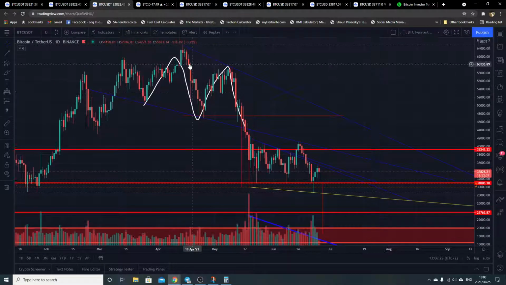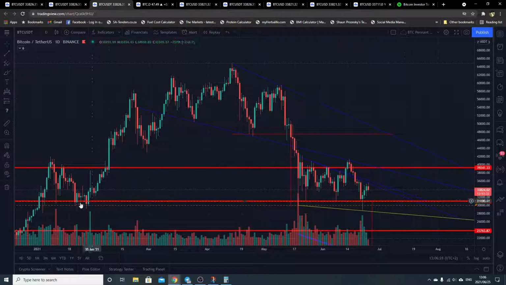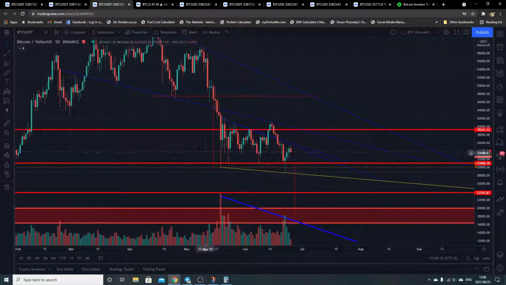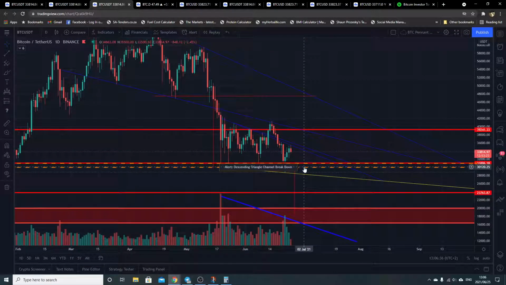So we've got to be mindful and keep with the current trends. This is how a trader makes their money. We don't trade bullish all the time. We don't trade bearish all the time. We react to price action. Price action is key.